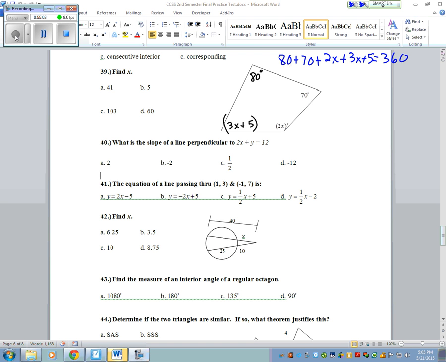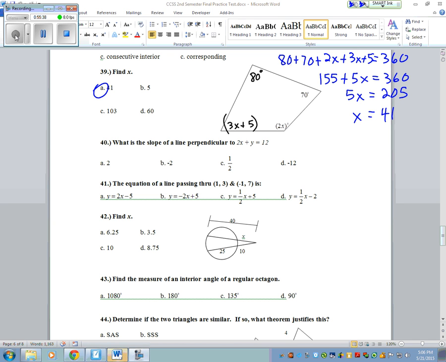And then we combine like terms, so you're right. That's 150 plus 5 is 155 plus 5x equals 360. And then 5x equals 360 minus 155. What is that? 205. 205, and then divide 205 by 5. 41. Yeah, so answer choice A.